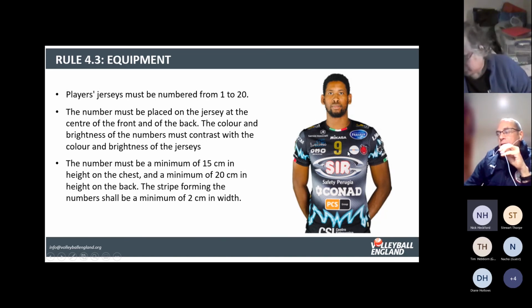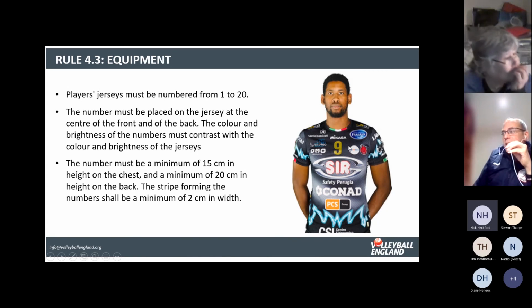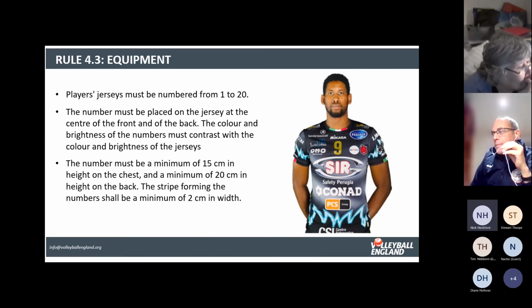Now, I've put this picture of Leon on here because I think this is when he was playing in Italy for Sir Safety Perugia. And you can see that with all of the advertising, the player number has shrunk, but it is still in the center of the kit.